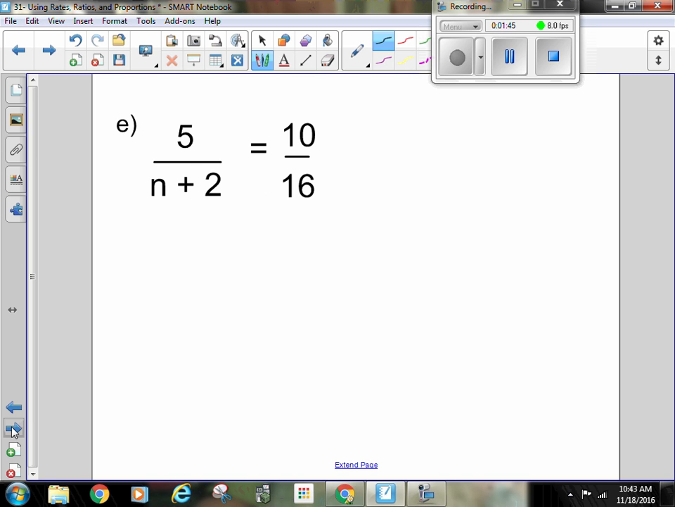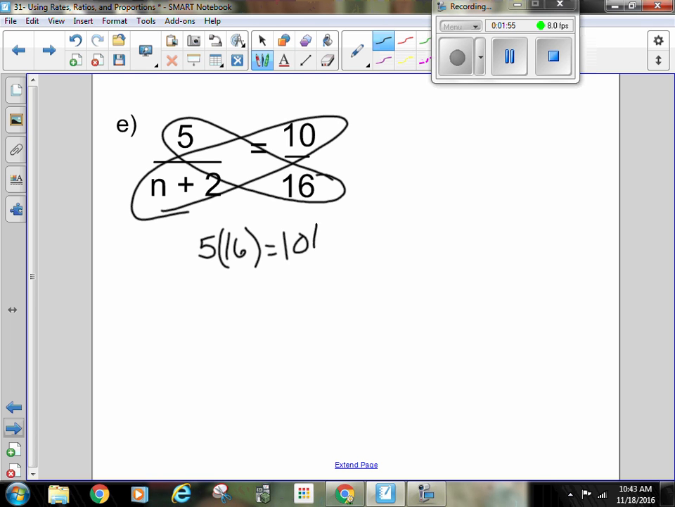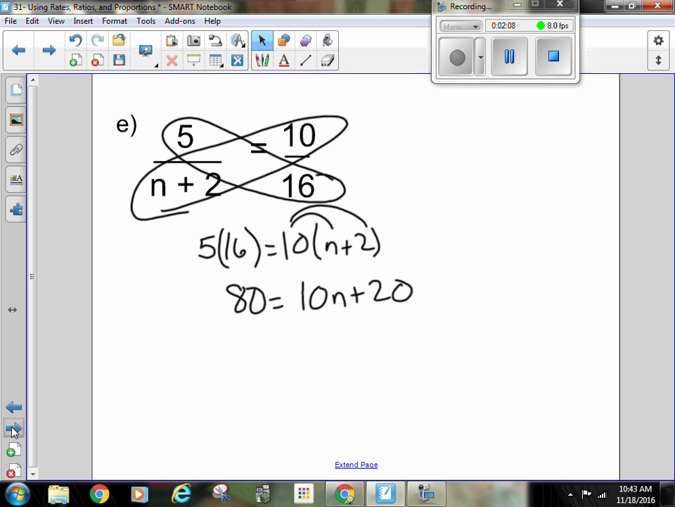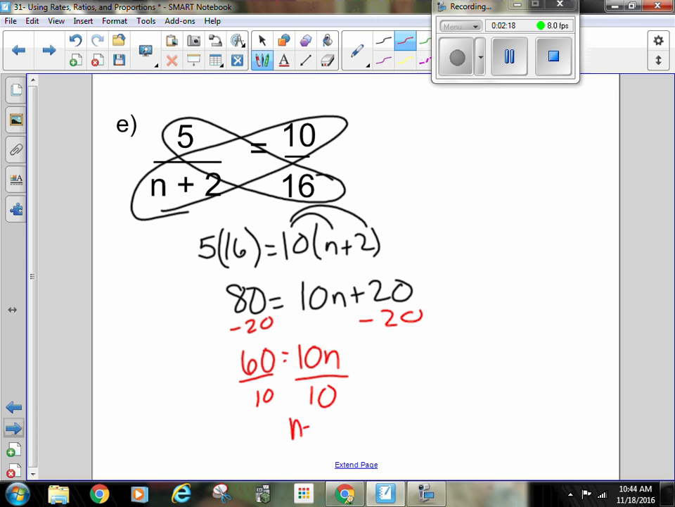All right, we're going to cross multiply here again. We're going to take 5 times 16, and then 10 times n plus 2. When we multiply those, we need to keep in mind that we distribute to both terms. So we get 10n plus 20. 5 times 16 gives us 80. I'm going to minus my 20 on both sides. We get 60 equals 10n. Divide both sides by 10, and n equals 6.